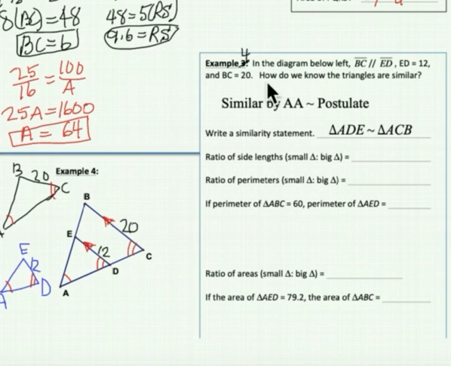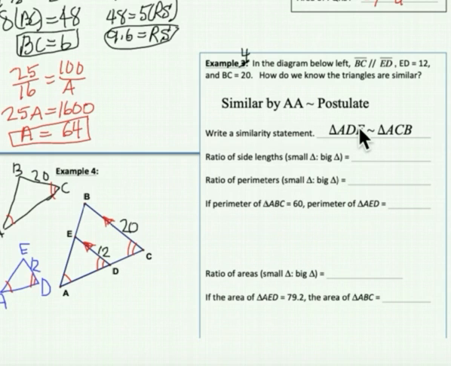So let's go ahead and mark that. How do we know the triangles are similar? They're similar by the angle-angle similarity postulate. And let's write a similarity statement. I know that triangle ADE is going to be similar to triangle ACB. So that would be one of the correct similarity statements that we could write.